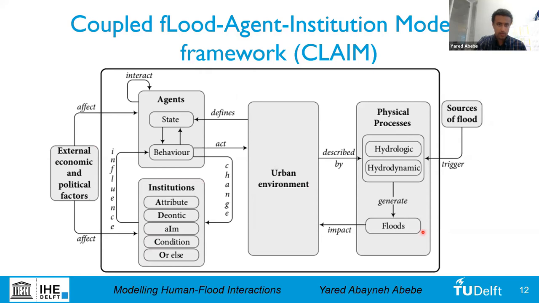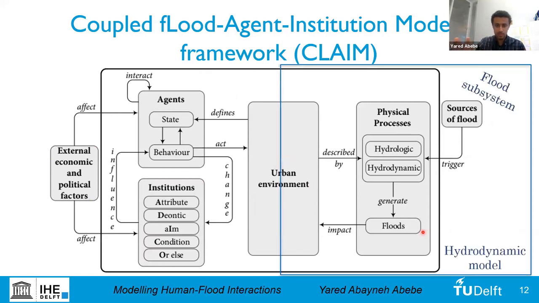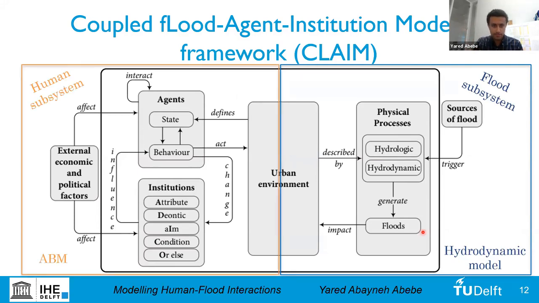And then if we talk about modeling, if you see this, the physical processes, the source of flood, the external factors, and part of the urban environment, for example, the rivers, the channels, the topography, these all are part of the flood subsystem, and they can be studied using hydrodynamic models. Whereas the agents, institutions, and the external economic and political factors, including where the agents live and what they do on the urban environment, that aspect is the human subsystem and is studied using agent-based models. So agent-based models are computational models that simulate agents' interaction using a set of rules. In our case, this set of rules are the institutions.